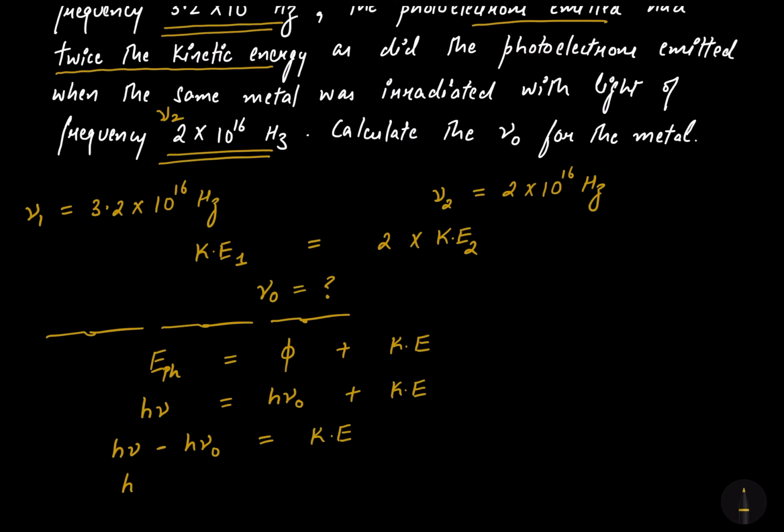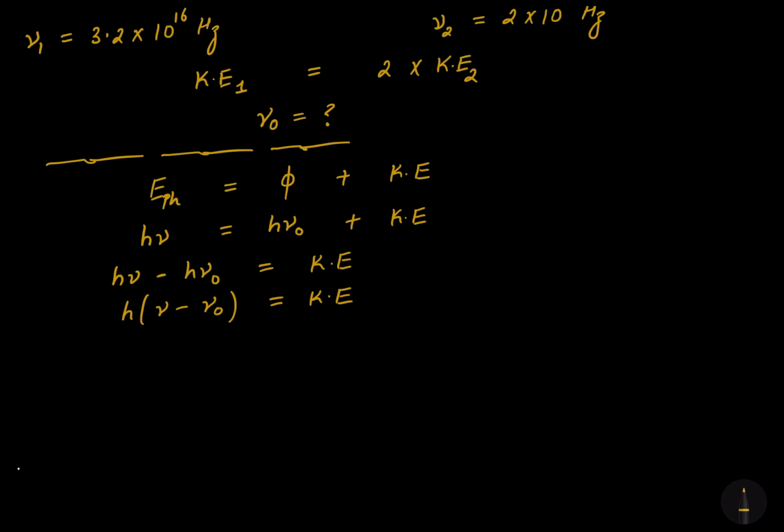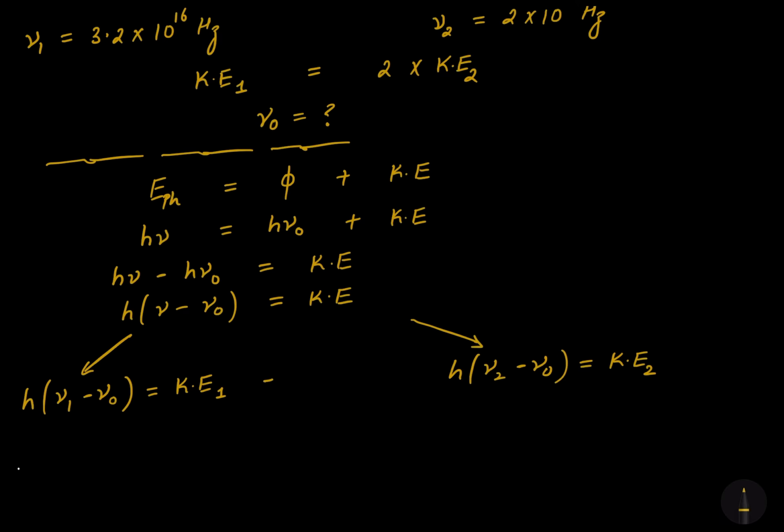Now let me take h constant over here. It comes out to be h times nu minus nu naught equal to the kinetic energy. Now make this formula in two cases, case number 1 and case number 2. Here it will be h times nu 1 minus nu naught equal to the kinetic energy number 1, and h times nu 2 minus nu naught will be equal to the kinetic energy number 2. Mark this as number 1 and this as number 2.